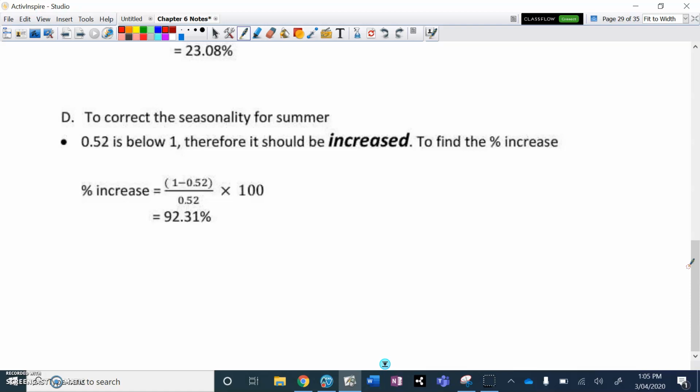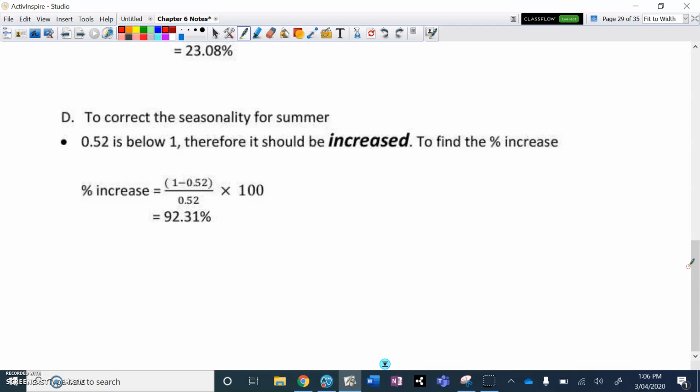The last one is the summer figure, and it's a 0.52. So if I was interpreting a 0.52 seasonal index, I basically have to say the sales for summer are typically 48% below average sales. So because they're below average, I need to increase this time. Still do the same calculation. I still find out what's the difference between average and the seasonal index. So 1 and 0.52, find the difference, divide by 0.52 and make into a percentage.